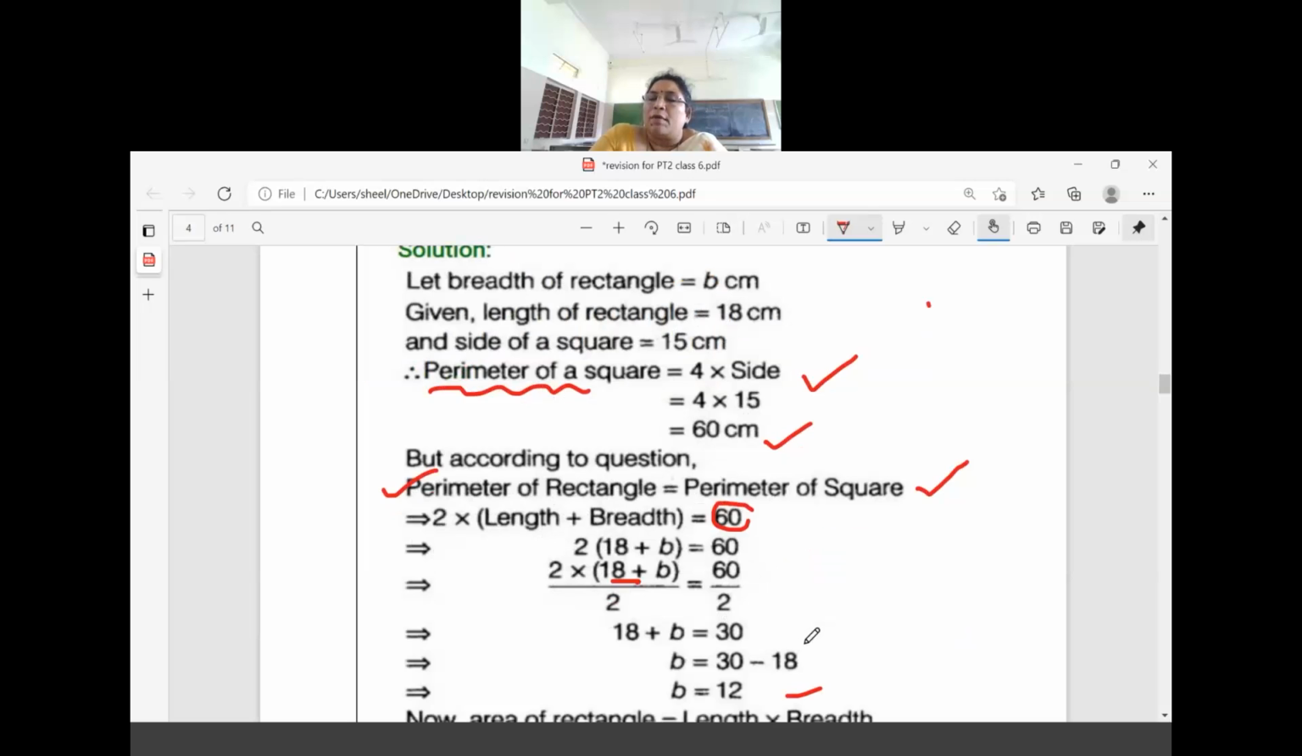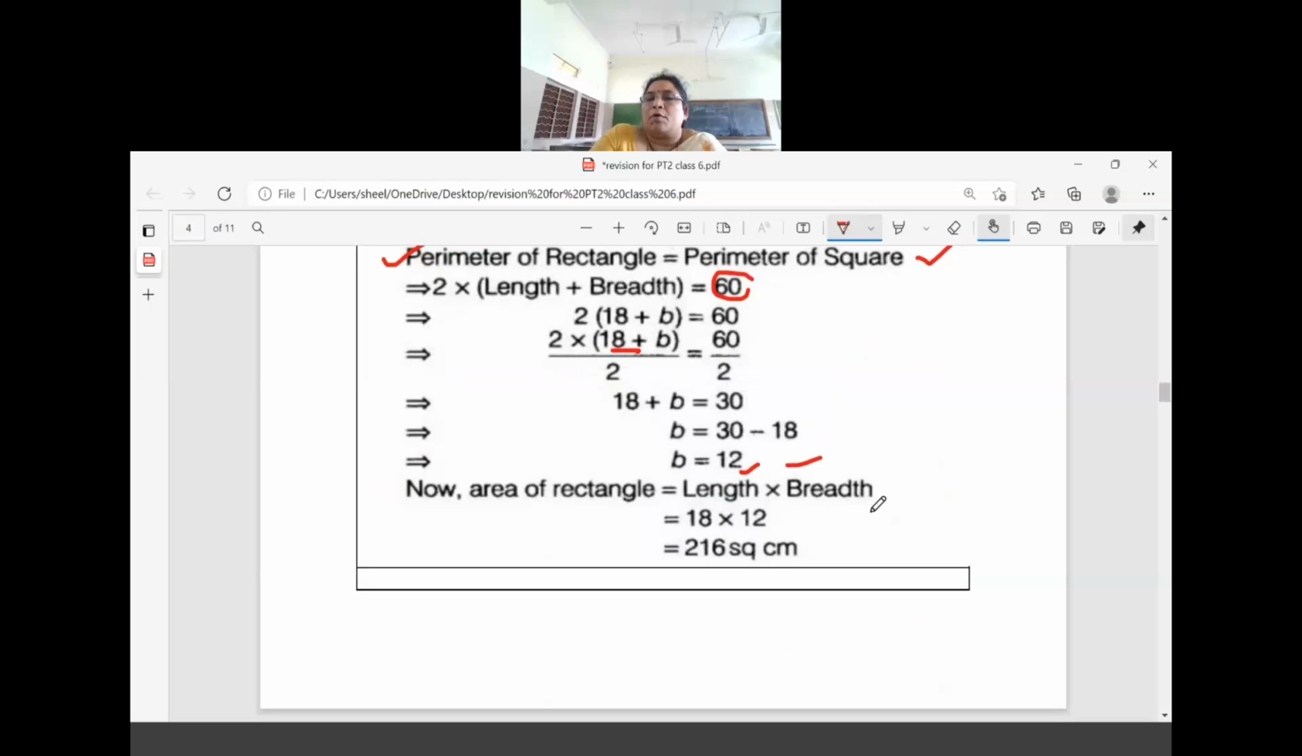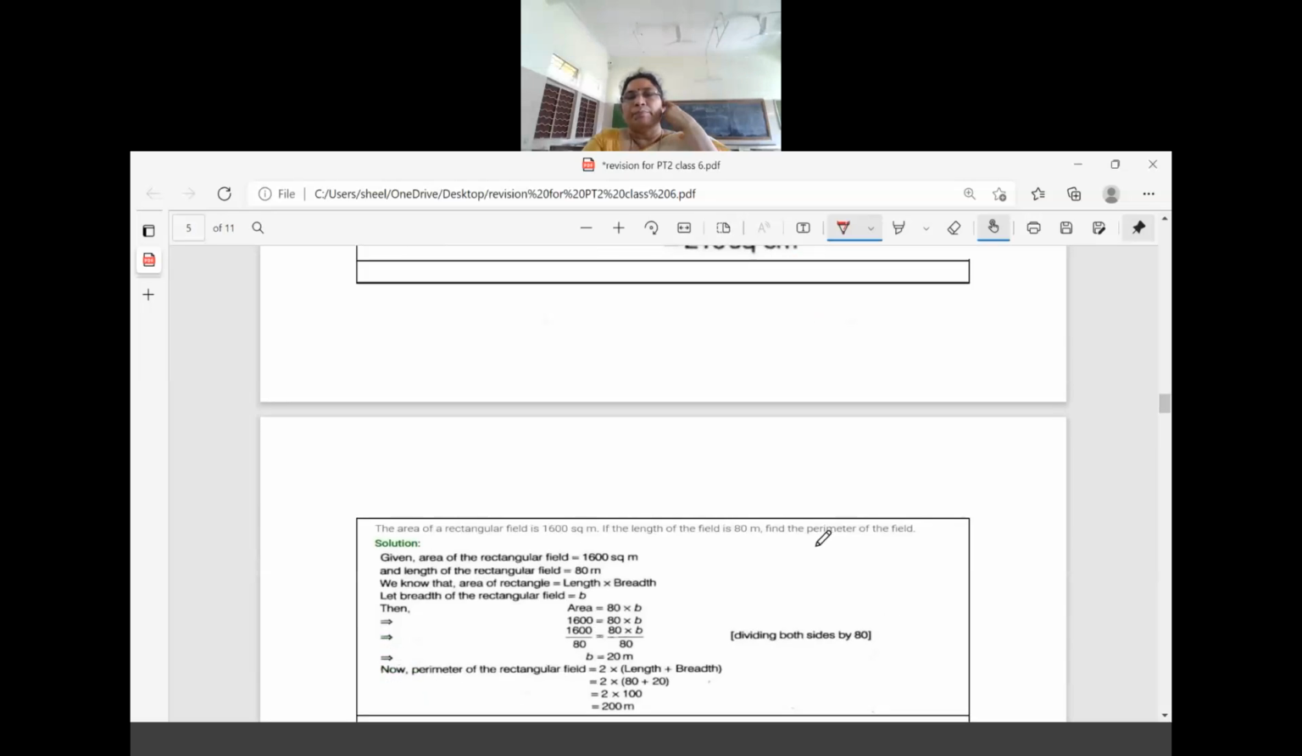After that, what can we do? We can solve for the breadth. What is the breadth there? 12. Now we can calculate the area because we came to know the length and breadth. So by the formula, length into breadth only. So we can multiply and go for the answer, that is 216 centimeter square. Option A.